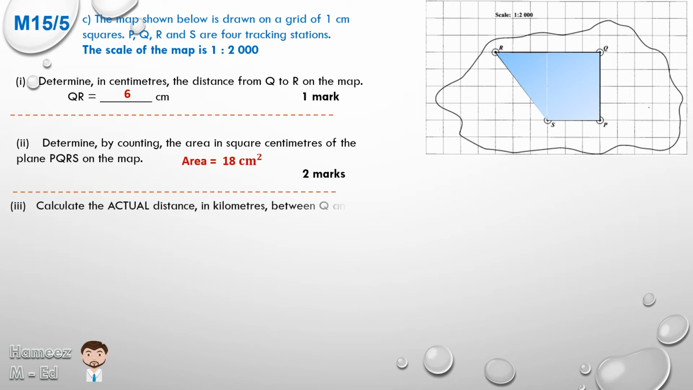Part 3. Calculate the actual distance in kilometers between Q and R. So now we must incorporate our scale. Remember, the scale is 1 to 2000. So it means 1 centimeter on the map is equal to 2000 centimeters in actual distance. We want our answer in kilometers for the actual distance, so let's convert centimeters on the right-hand side to kilometers.